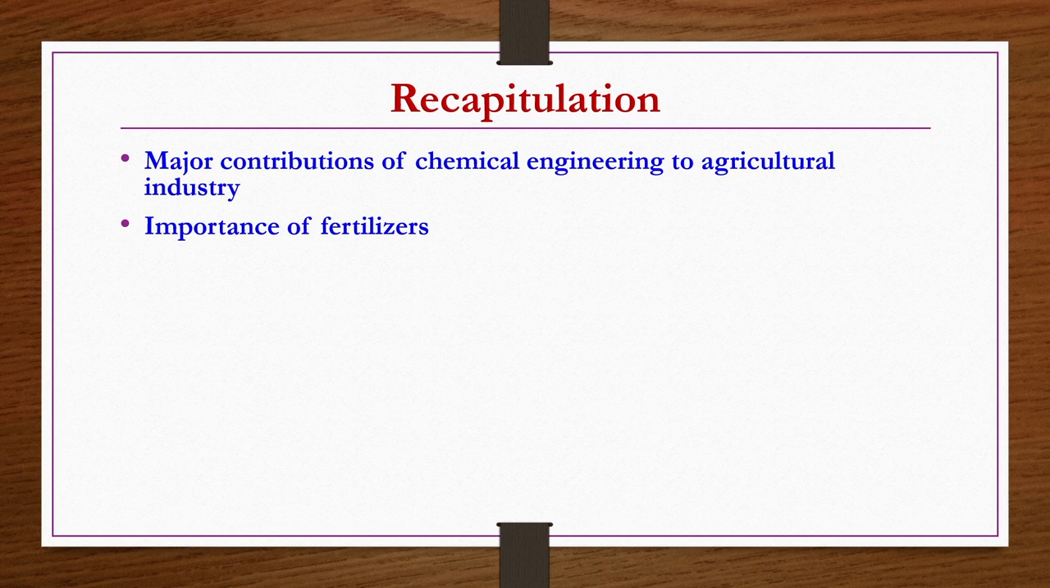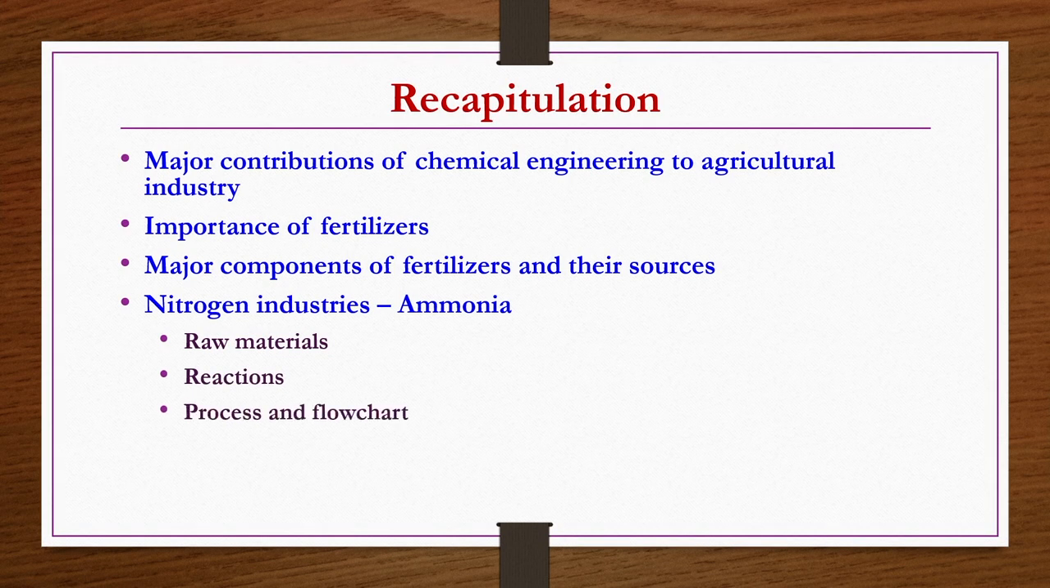Thus, it is very essential for us chemical engineering students to understand the manufacturing process of different types of fertilizers and pesticides, right? That is the reason we started with the fertilizers. Then we saw why fertilizers are important, and why we cannot expect the major components of fertilizers like nitrogen, phosphorus and potassium naturally. Then we saw sources of fertilizers. Then we started discussing nitrogen industries or nitrogenous fertilizer production, starting with ammonia: its raw materials, associated reactions, process and flowchart, major engineering problems and end uses. Those details we saw in the previous lecture.